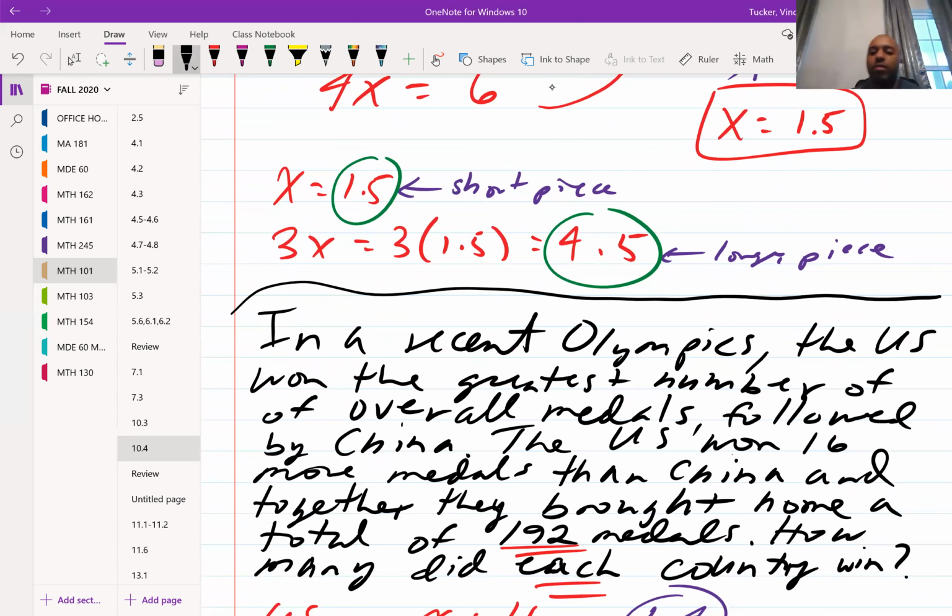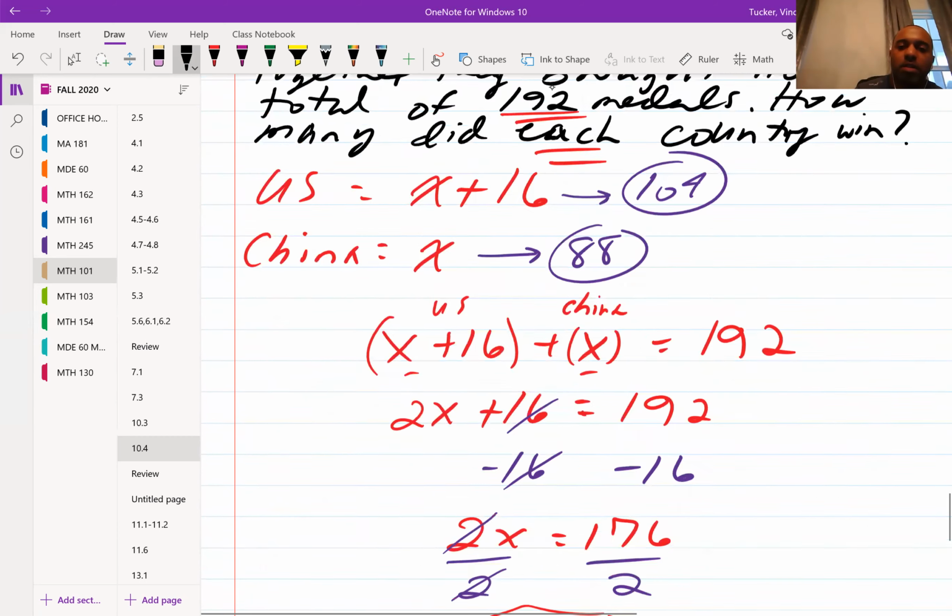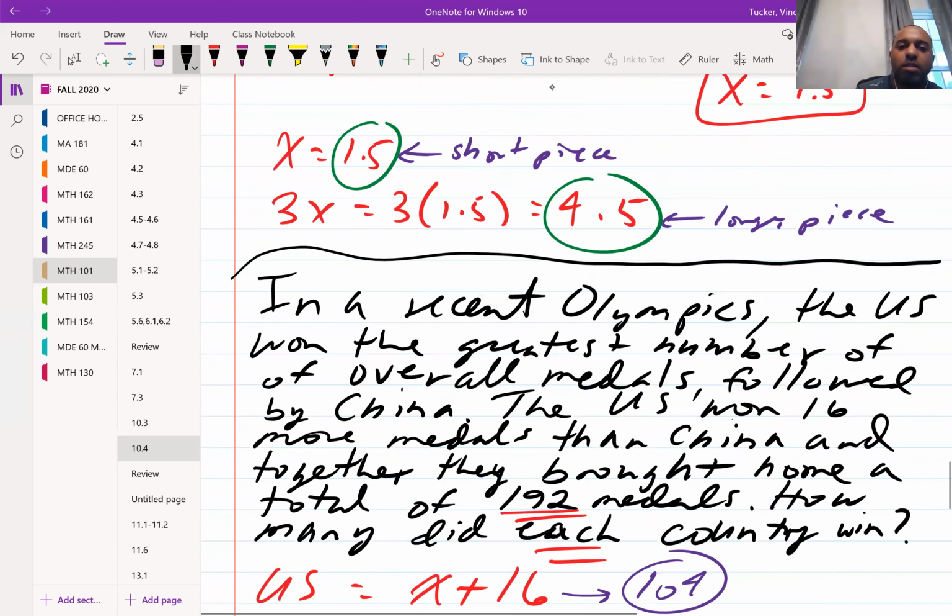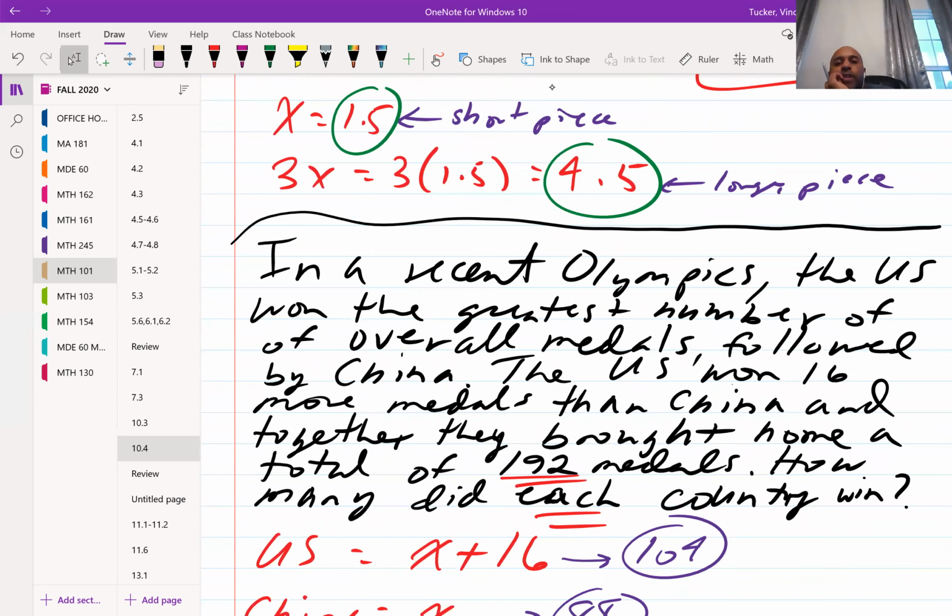All right, and this next one. So in a recent Olympics, the U.S. won the greatest number of overall medals, followed by China. The U.S. won 16 more medals than China, and together they brought home a total of 192 medals. How many did each country win?